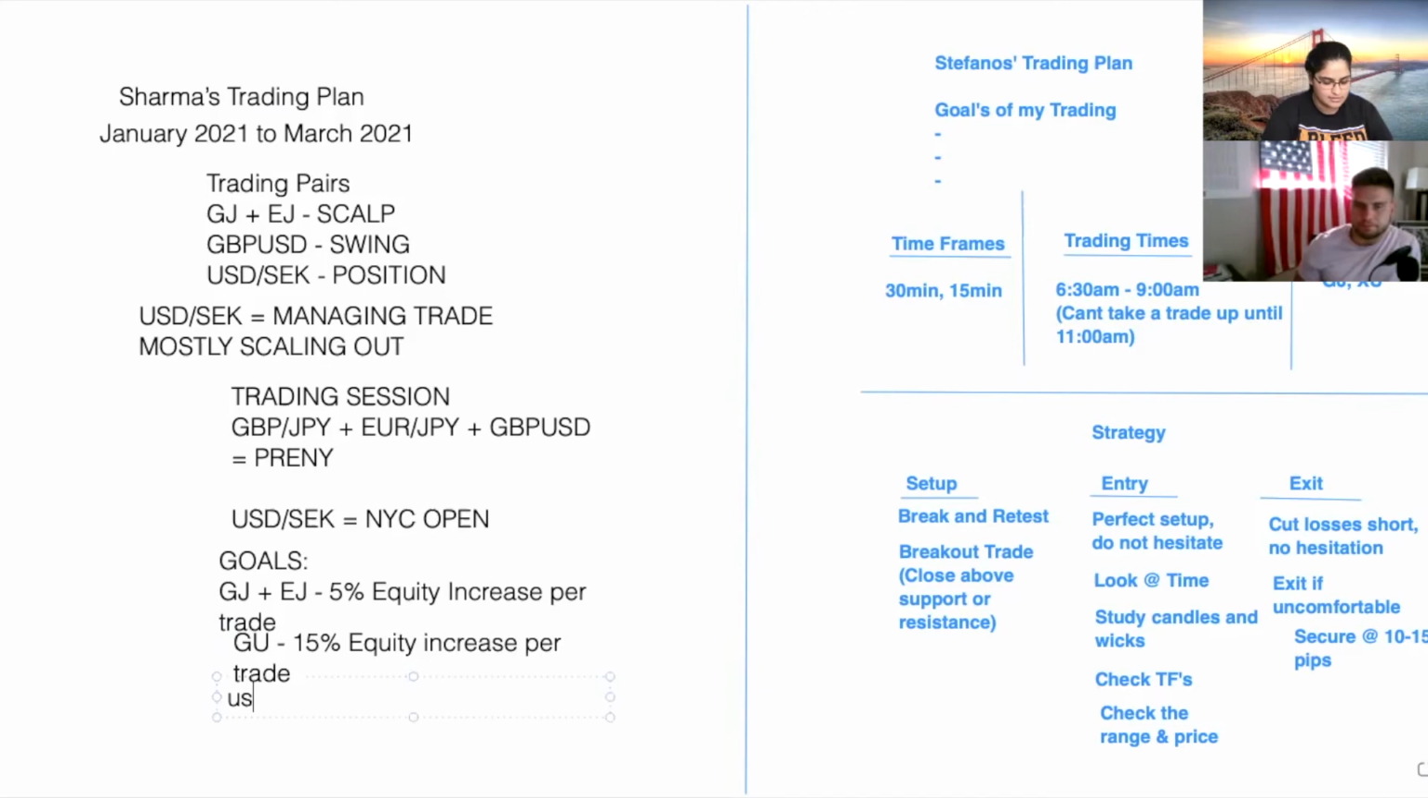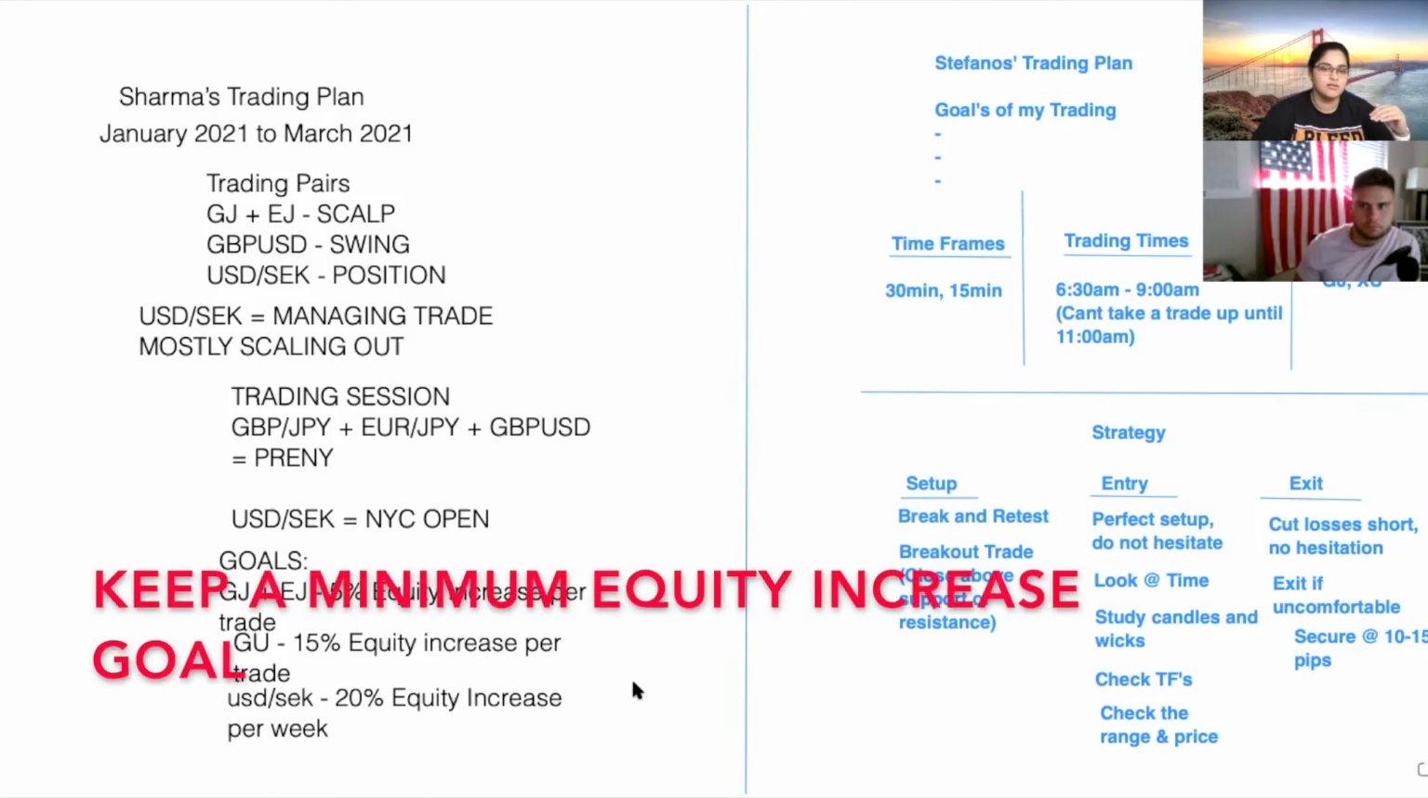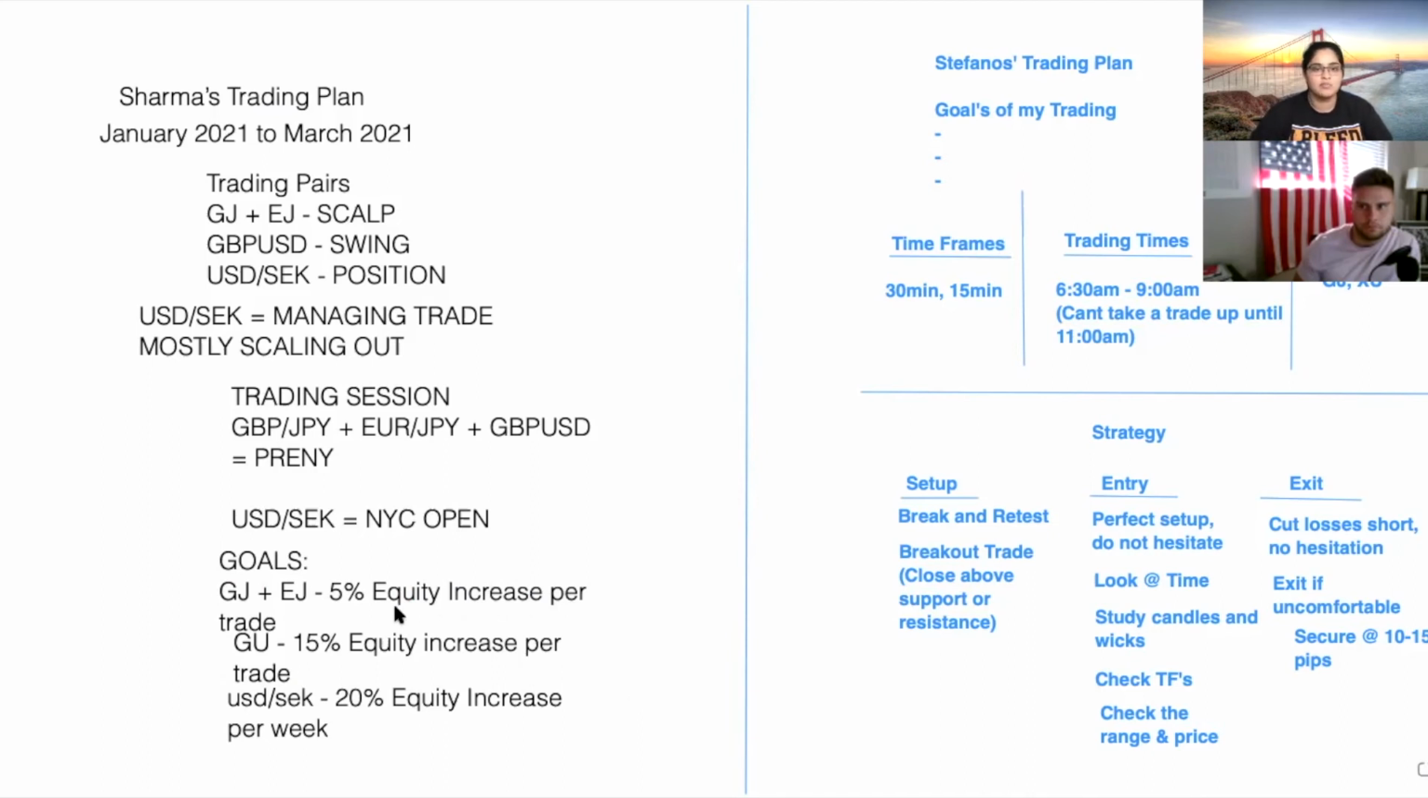And then for USD SEC, since I'm scaling out, it's a 20% equity increase per week. So every week when I'm pulling out, I'm only looking for a 20% equity increase, and all of these are minimums. There have been a lot of people, even on our live sessions, who make like 7%, 10% equity increase solely based off 20, 30 pips.